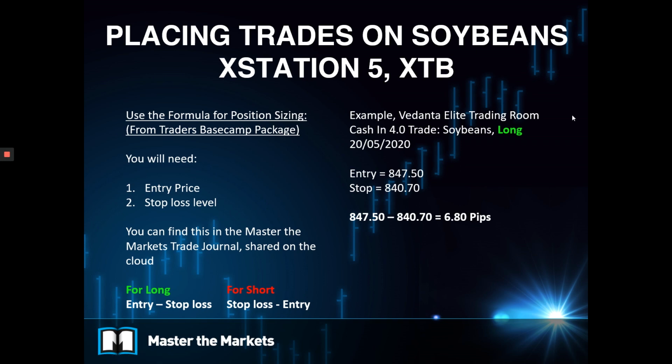Which is Cash in 4.0. We could trade that long on soybeans as of the 25th, 2020. The entry is 847.50. Stop order 840.70. Okay, so our entry minus our stop gives us 6.8 pips.